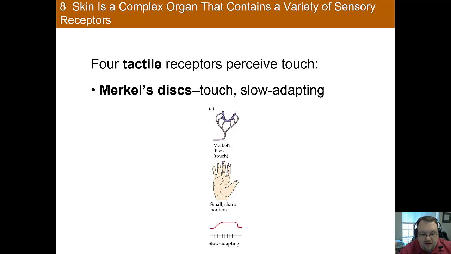So that's one thing. Another difference is that Merkel's disks have an inhibitory surround around that receptive field, which increases their spatial resolution, making them especially responsive to edges and isolated points on a surface. So if you're looking at how someone reads Braille, for instance, it's really these Merkel's disks because they're so good at knowing where the edges are and detecting those details.